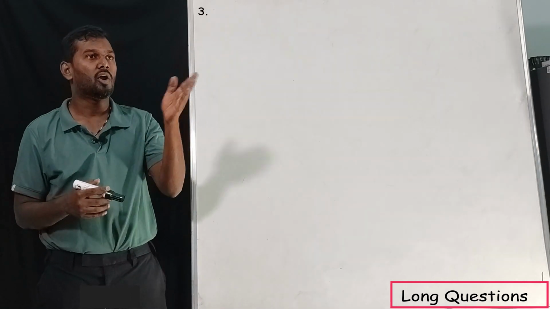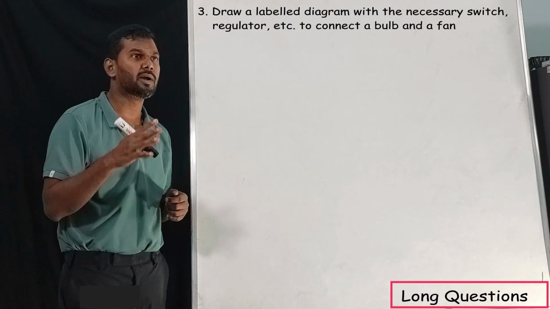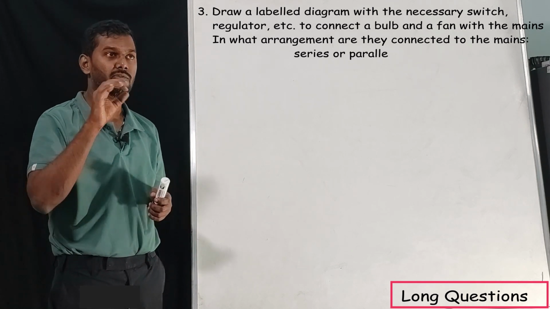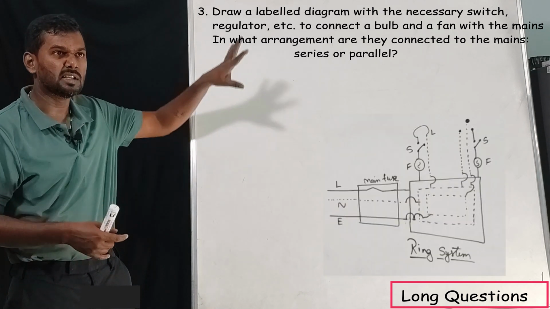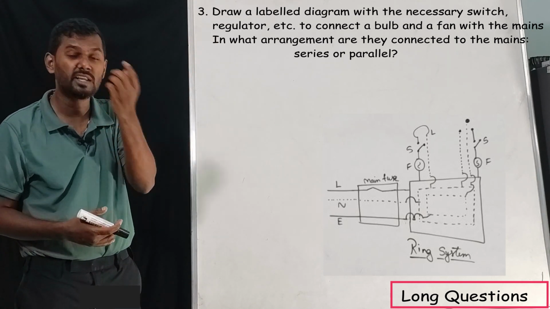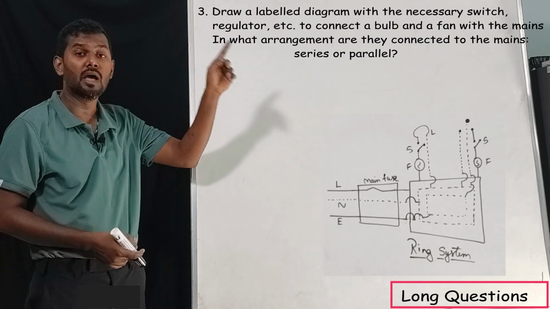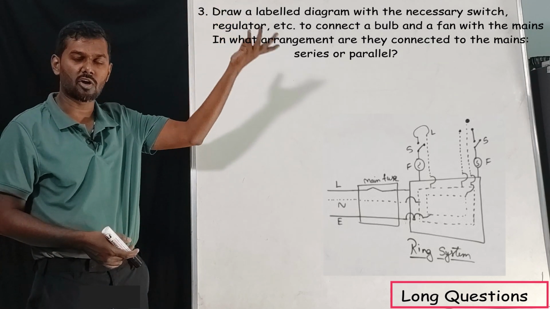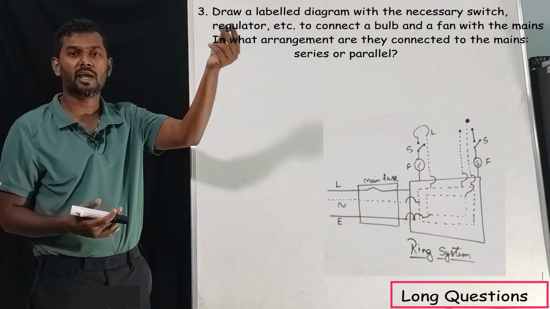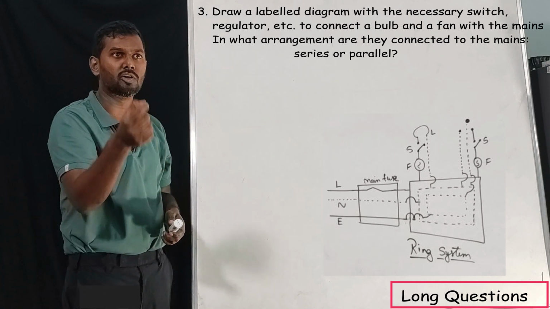Our next question: draw a labelled diagram with necessary switch, regulator, etc. to connect a bulb and a fan with the mains. In what arrangement are they connected to the mains, series or parallel? Very simple. The same diagram which we drew for the ring system, the same diagram they are looking for. We used a bulb in the ring system, and there was a socket, correct? Instead of the socket, you can write fan. That is enough, because a fan requires huge power, so there will be an earthing connection also.